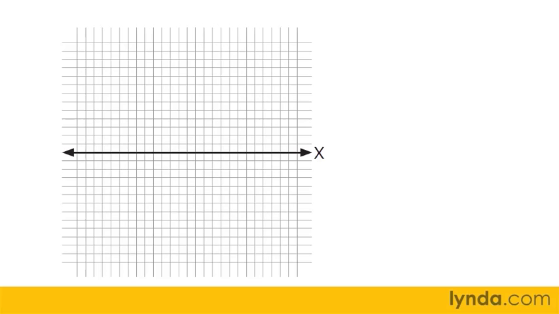One of the baselines runs east and west. This guy is called the x-axis. And the x-axis is also a number line. Everything to the right of 0 is considered positive x. Everything to the left of 0 is considered negative x.